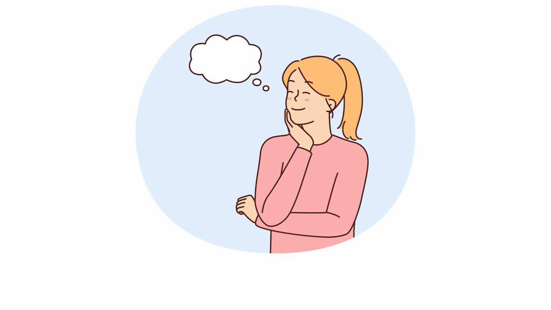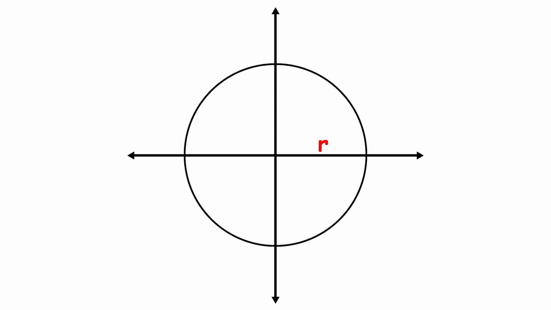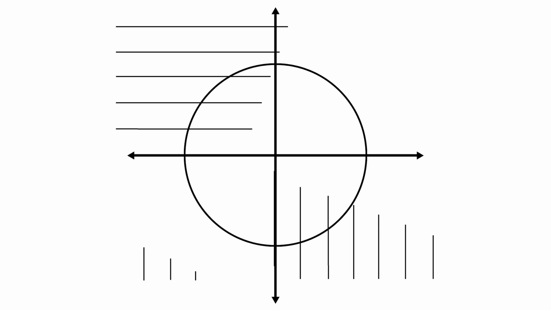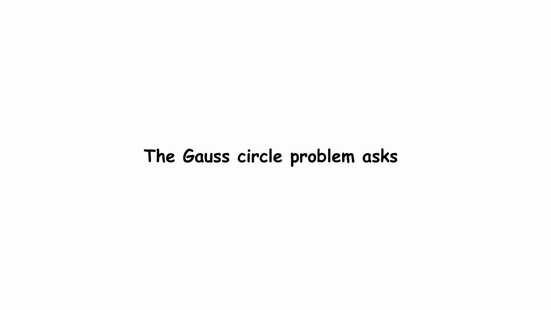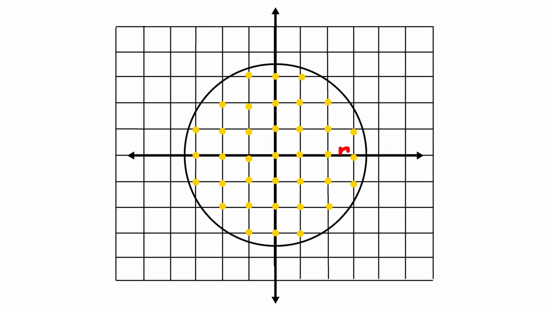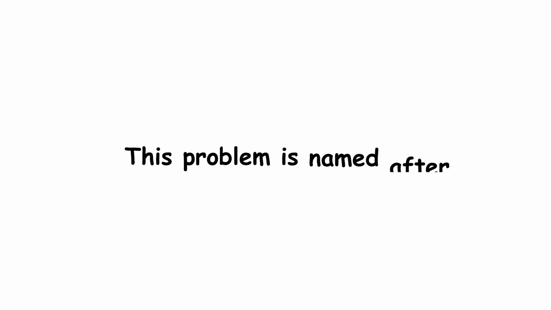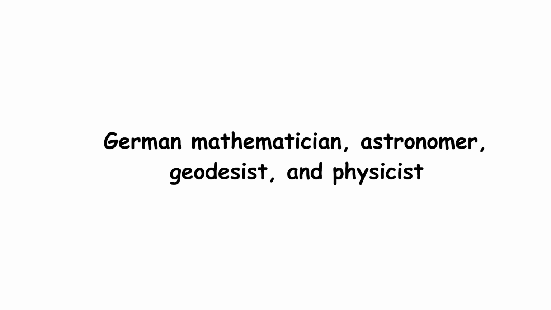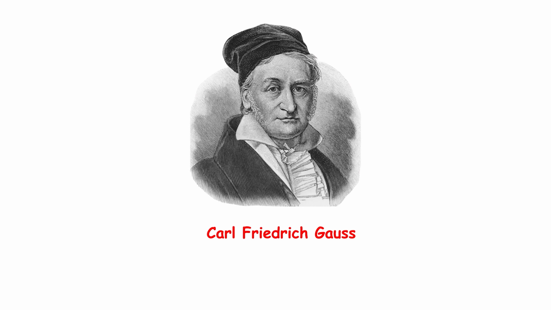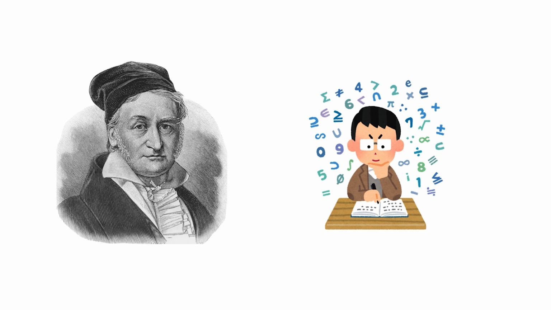Now, imagine you have a circle of radius r centered at the origin in 2D. This circle will enclose a certain number of lattice points depending on its radius. The Gauss circle problem asks, how many lattice points are enclosed for a given radius? This problem is named after German mathematician, astronomer, geodesist, and physicist Carl Friedrich Gauss, who is the first person to make progress on a solution to it.